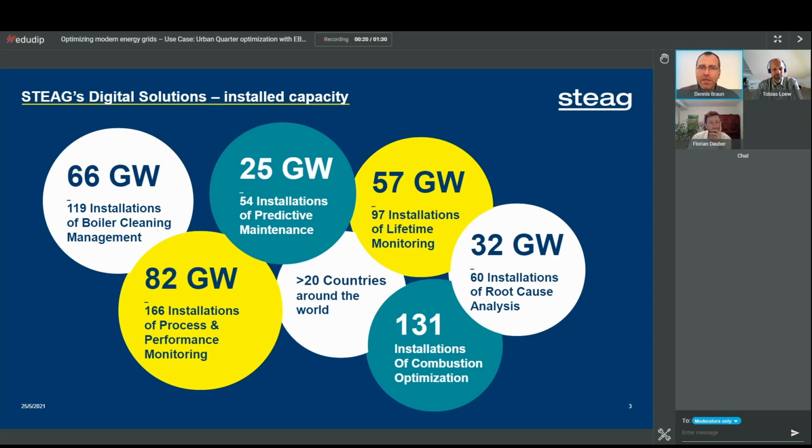Here, the boiler cleaning management for power plants, 66 gigawatts, currently uses our EBSILON-based system. They are using that for cleaning optimization, for efficiency optimization. Also here, that is 82 gigawatts, process and performance monitoring is also driven by EBSILON. And of course, there are also other modules, other ways to process data that do not need EBSILON. But this is all part of one family, and if you have one thing, you can easily upgrade to another thing if you need it as well.